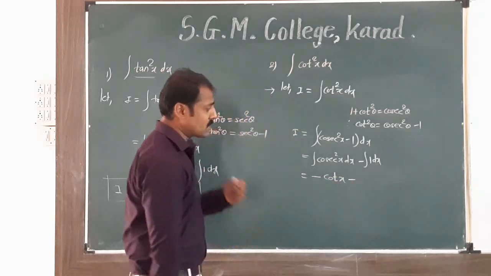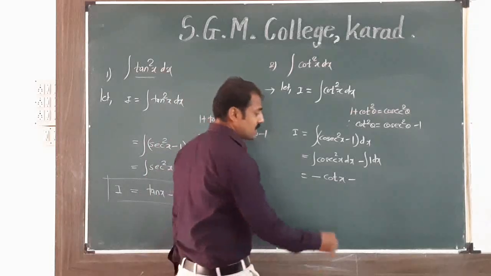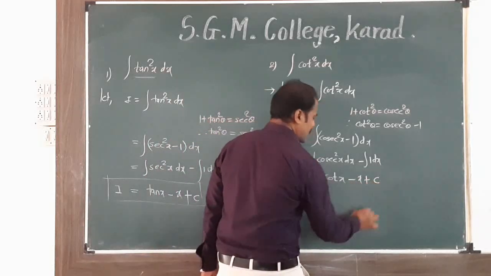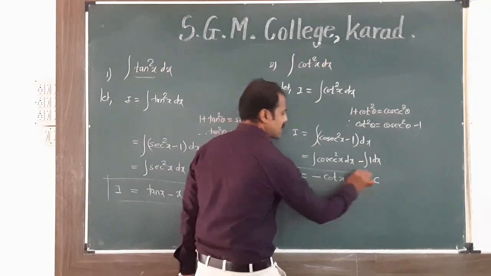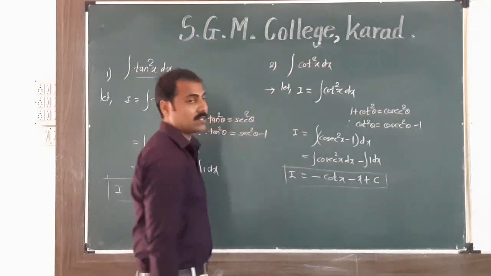Minus integration of 1 is what? Integration of 1 is x plus constant of integration c. Here is the answer of the given integration.